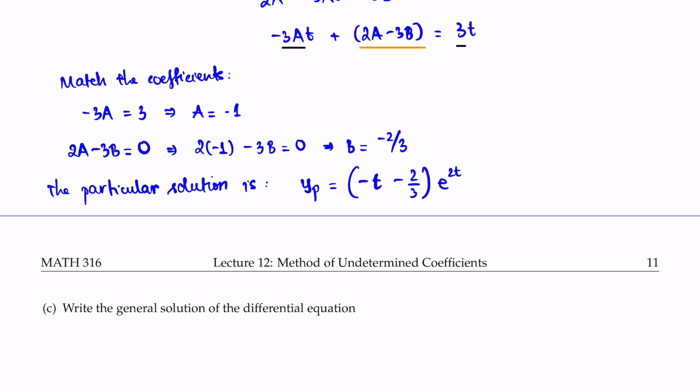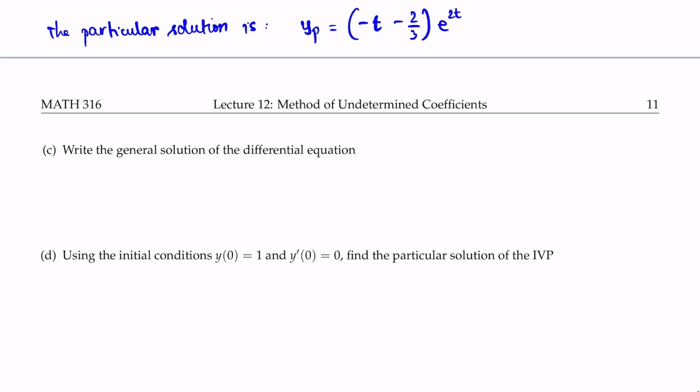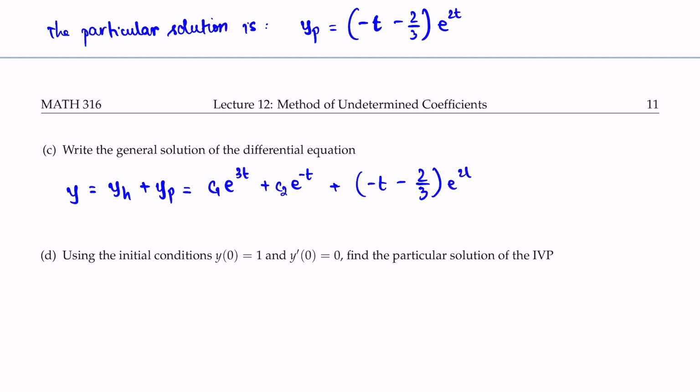Now you combine this particular solution with the homogeneous solution, and you're going to get the general solution. So the general solution is of the form y equal to y sub h, which stands for the homogeneous solution, plus y sub p, which stands for the particular solution. You got c1 times e to the 3t plus c2 times e to the negative t plus negative t minus 2/3 times e to the 2t. And that is the general solution.